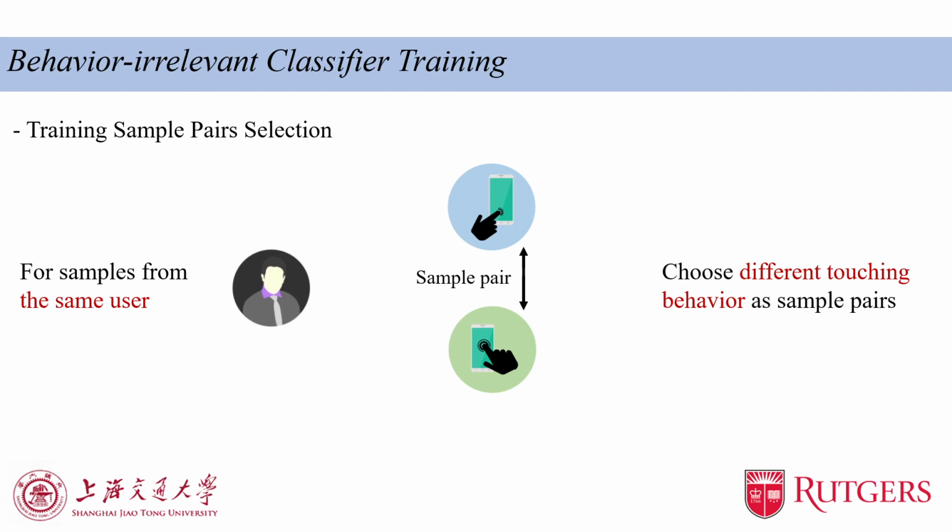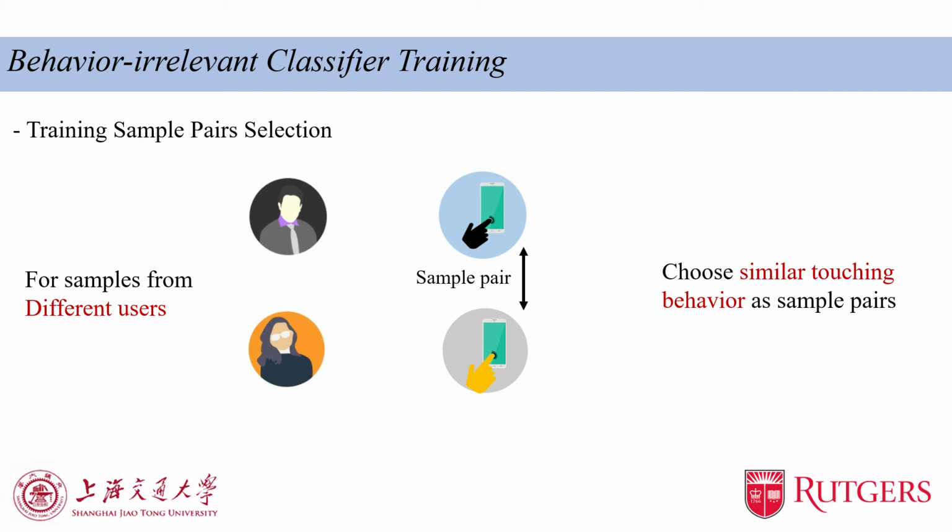For samples of the same user, we choose samples with different touching behaviors as training pairs, while for samples from different users, we choose samples with similar touching behaviors as training pairs. With the selected training sample pairs as the input of Siamese network, we then could train the behavior irrelevant classifiers for user authentication.